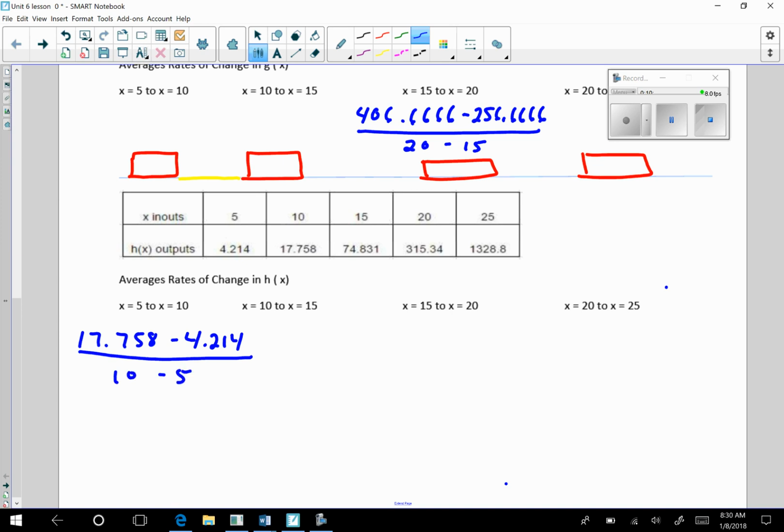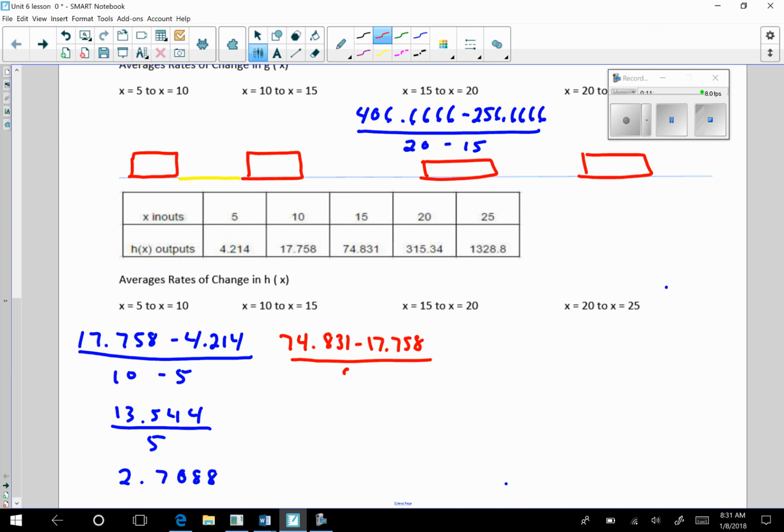Let's take our calculator and see what that comes out to be. That's going to be 13.544 divided by 5. That single number as a decimal is going to be 2.7088. From 10 to 15, it's going to be 74.831 minus 17.758 over 15 minus 5, which is 5.